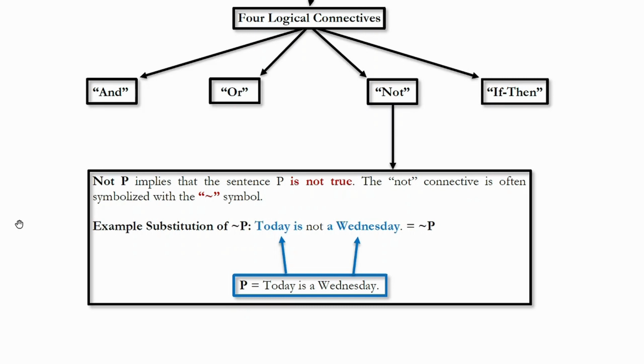If you say today is not a Thursday, or if you say Abraham Lincoln is not the current president of the United States, those would also be examples of sentences which use the not logical connective.